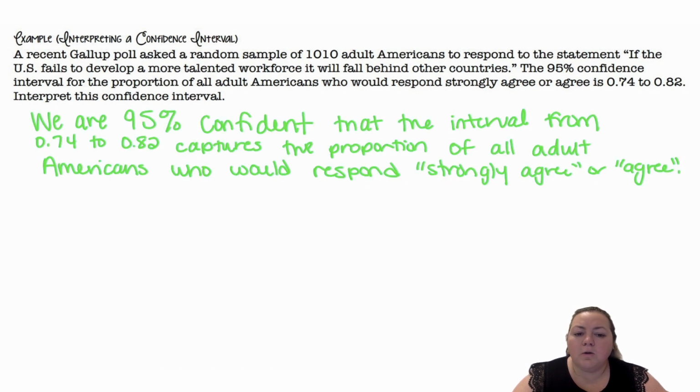So we would say, we are 95% confident the interval from 0.74 to 0.82 captures the proportion of all adult Americans who would respond strongly agree or agree. So I'm restating what I was finding with my interval and saying we are 95% confident.